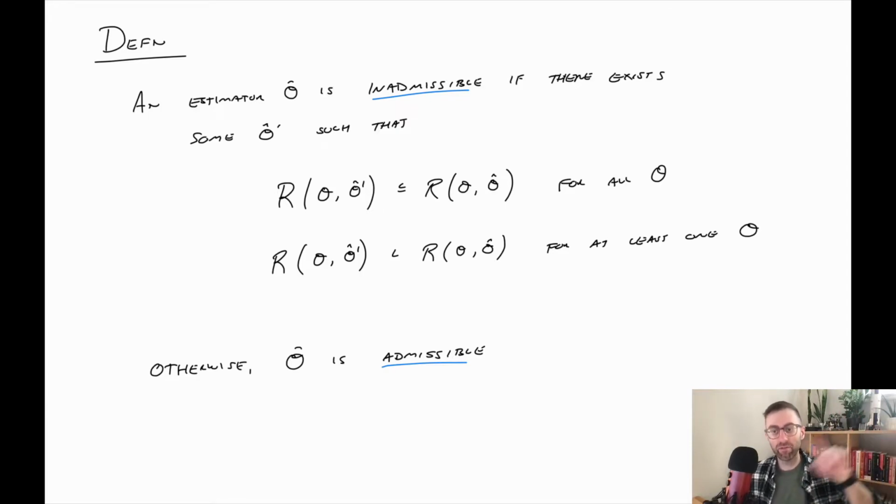If for every theta, the true value, the risk for theta hat prime is less than or equal to the risk for theta hat, and for at least one value it's actually lower, then we say theta hat is inadmissible, because theta hat prime has either the same risk as theta hat or lower. So why would you ever use theta hat? Because this other estimator is just uniformly better.